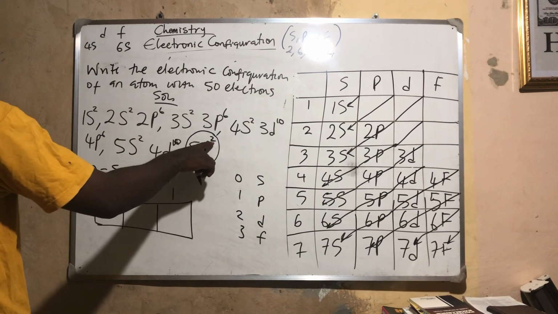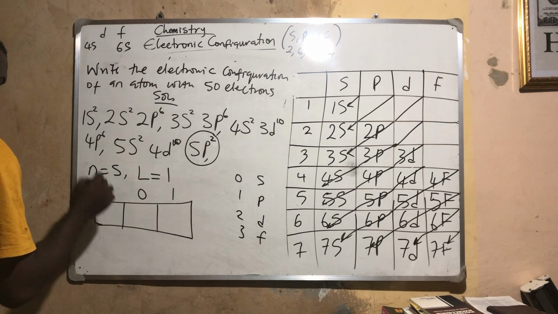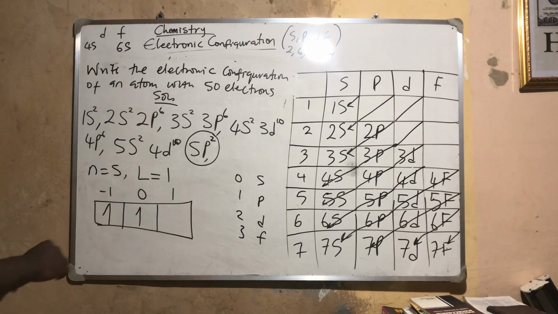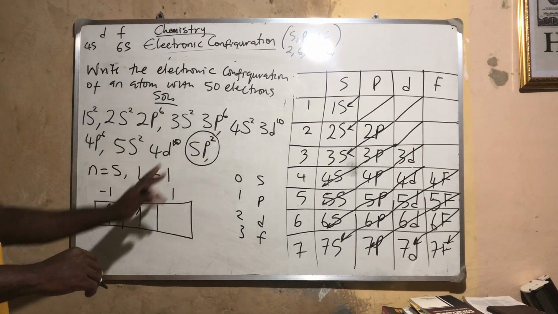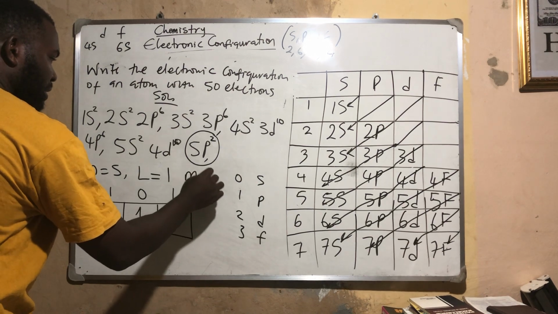So how many electrons do we have here? We have 2 electrons. You write it like this. You know that spin will help us. You spin up first before you start spinning down. Since the last electron stops at 0, what does it mean? Our magnetic quantum number is 0.